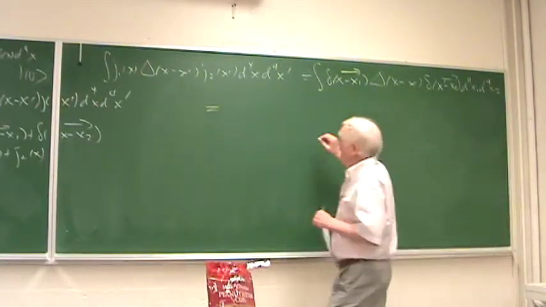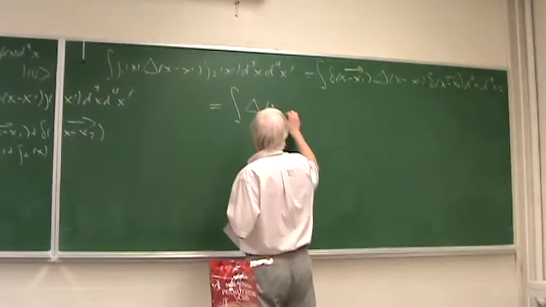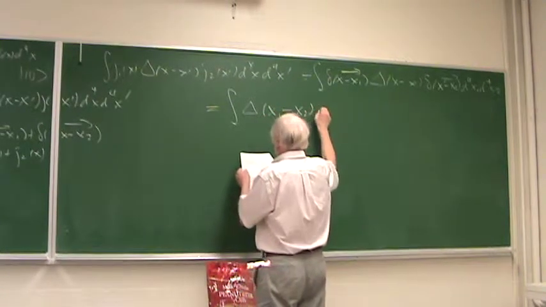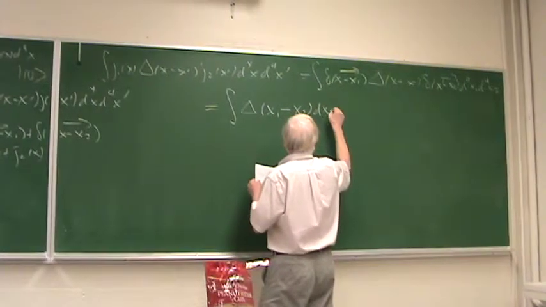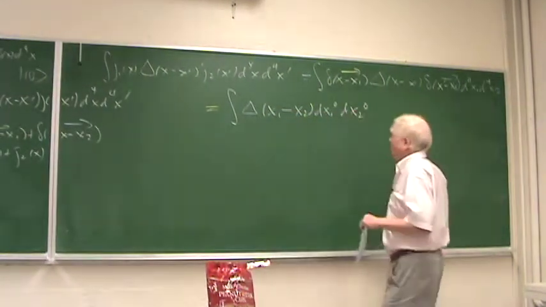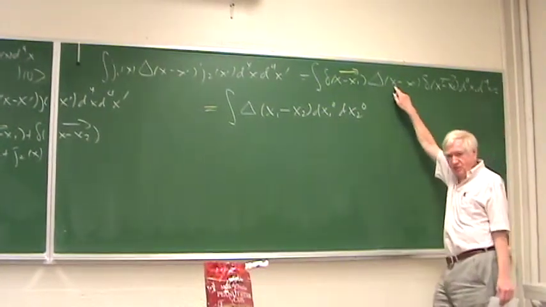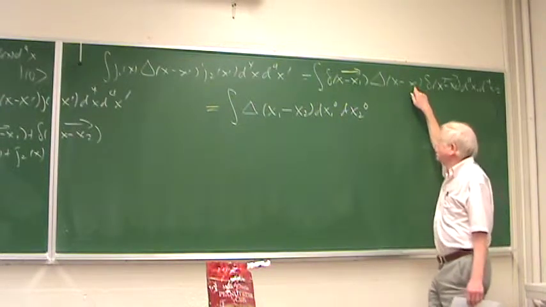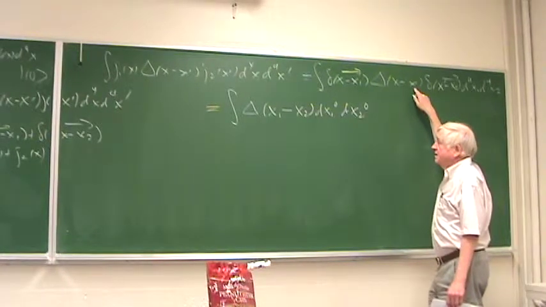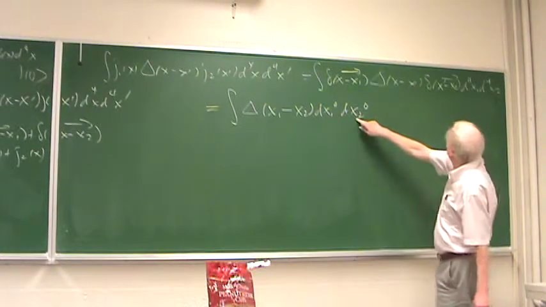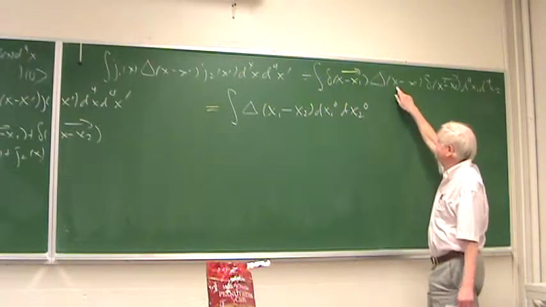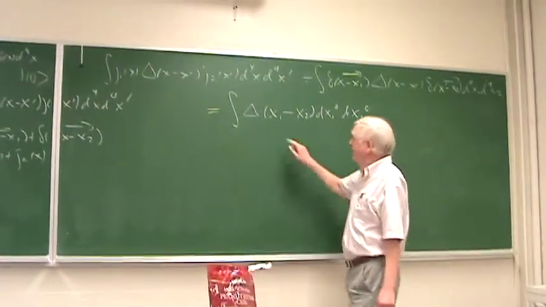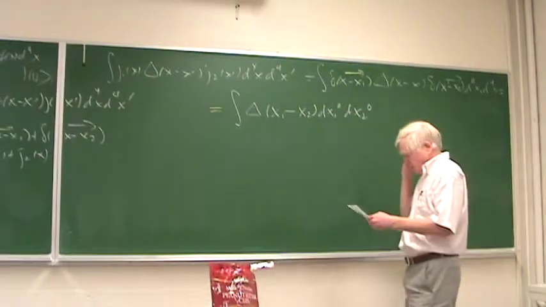goes away, and we have an integral of delta of x1 minus x2, dx10 dx20. In other words, in here, the spatial part of x is x1. The spatial part of x prime is x2. But the time part of x prime is arbitrary, and we're integrating over it, and the time part of x, I'm calling that x10, and we're integrating over that. And so that's what we have.